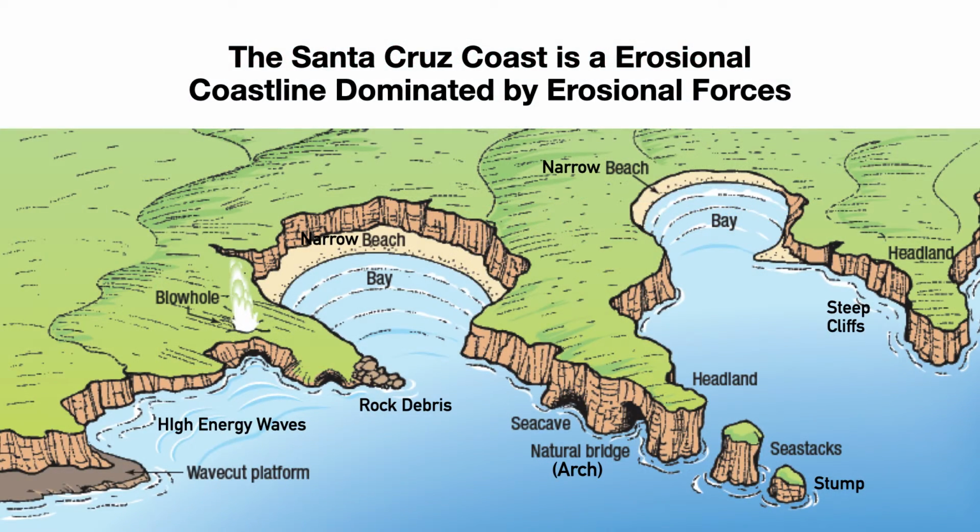In addition to being an active continental margin, the Central California coast is also an erosional coastline. That is, a coast dominated by erosional forces, as opposed to a depositional coastline, which is what much of the Atlantic coast in the United States is. This illustration shows many features typical of an erosional coastline, such as wave-cut platforms, headlands, arches, and others. We will examine these features more closely, highlighting examples from the Santa Cruz area.